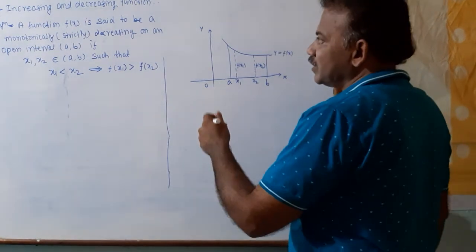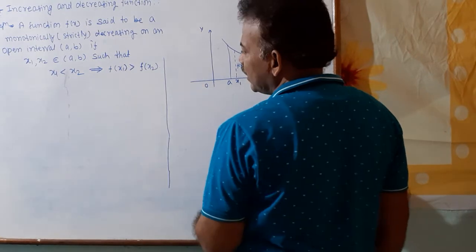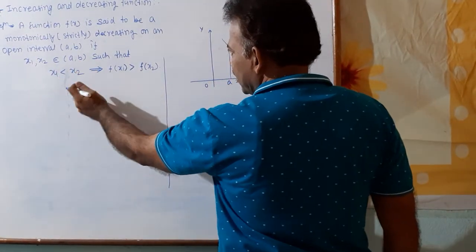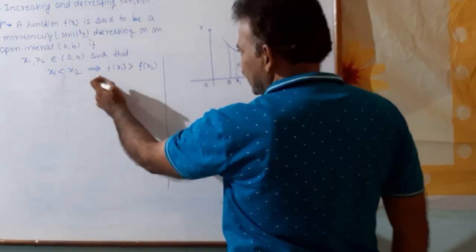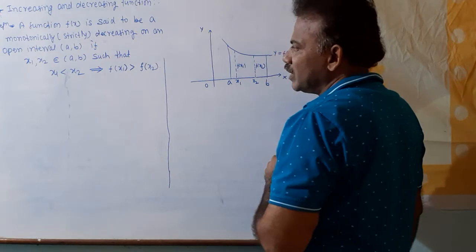A function f(x) is said to be monotonically or strictly decreasing on an open interval (a, b). Here what is the condition? We have taken x1, x2 belongs to the open interval (a, b) such that x1 less than x2 implies that f(x1) greater than f(x2). So this condition is important.